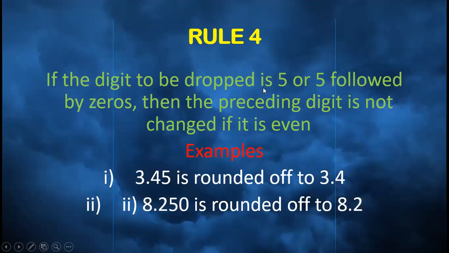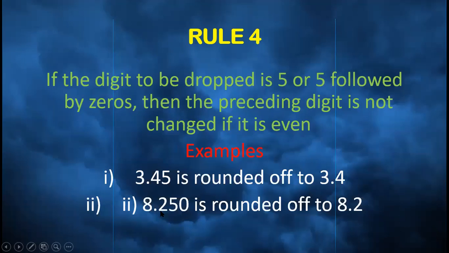Rule number 4. If the digit to be dropped is 5 or 5 followed by zeros, then the preceding digit is not changed if it is even. Now here the digit to be dropped is 5. 5 is followed by a 0. So you have to see the preceding digit. If the preceding digit is even, there is no change. So the number can be rounded off to 3.4.